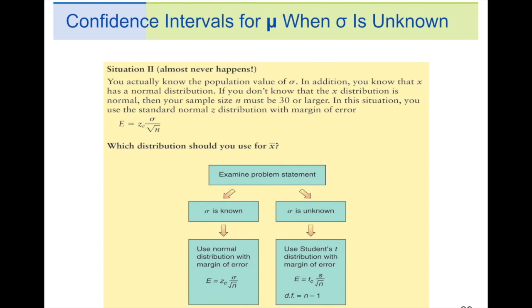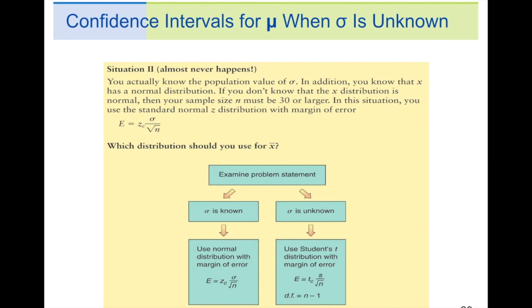In addition, you know that x has a normal distribution. If you don't know that the x distribution is normal, then your sample size n must be 30 or larger. In this situation, you use the standard normal z distribution with the margin of error that we learned last time. So, which distribution should you use for x bar? If sigma is known, use the margin of error with z sub c times sigma over the square root of n.